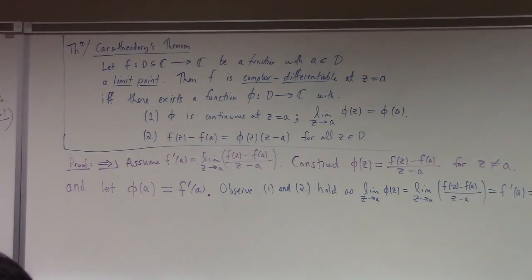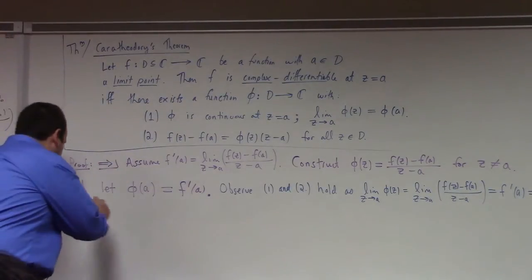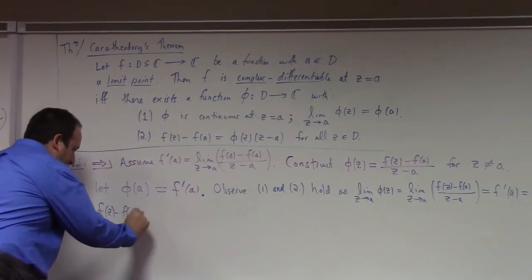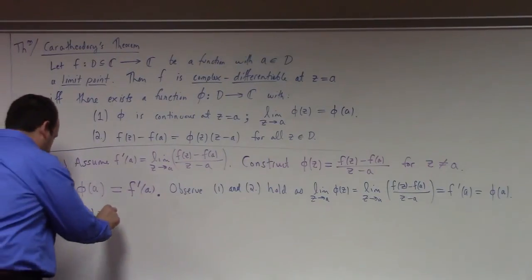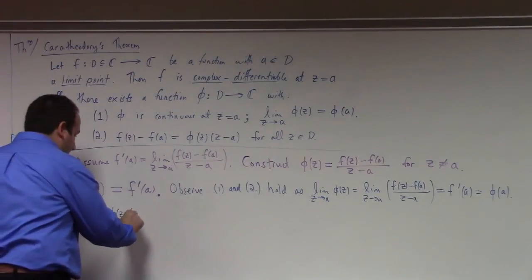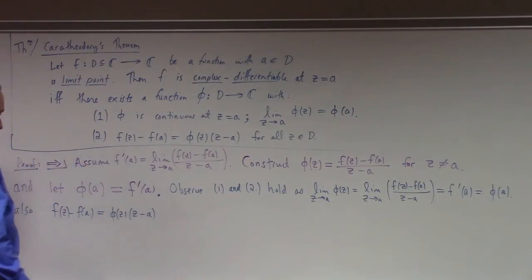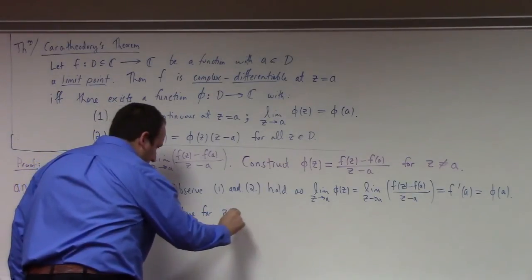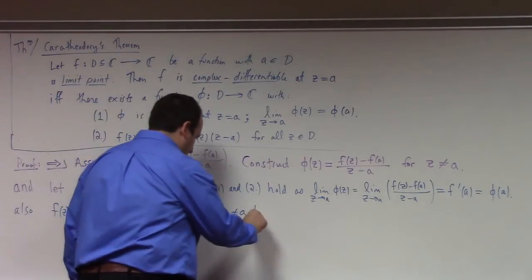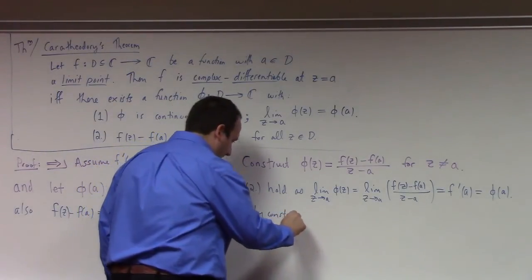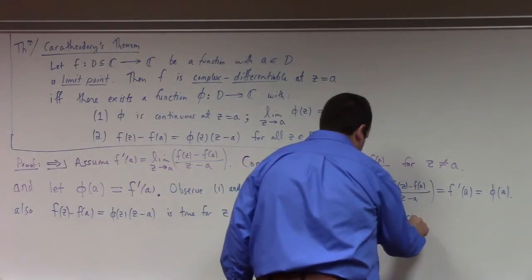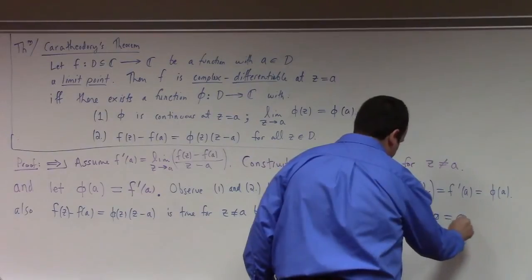And how about the algebraic part of it? Number 2, it's immediate. So number 2 says what? F of z minus f of a is what? Phi of z times z minus a is true for z not equal to a by construction of phi, right? And at z equals a, because 0 equals 0, right?